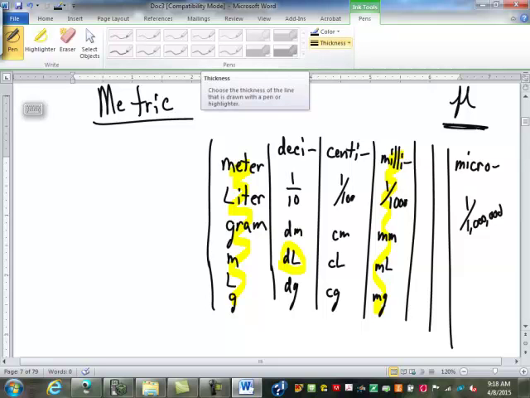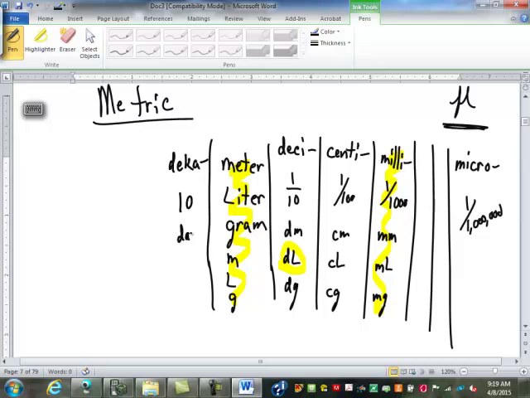Going larger than a meter, liter, or gram, we have the prefix deca. Now, small d has already been used for deci as our abbreviation. Deca means 10, by the way. So they use DA. So DAM is a decameter, that's 10 meters. DAL is a decaliter. DAG is a decagram.